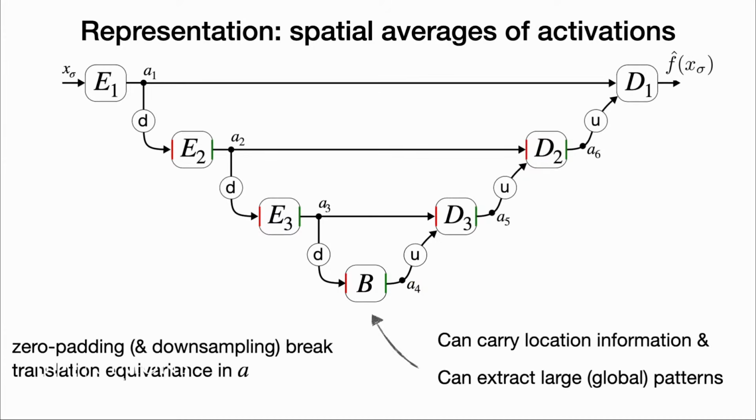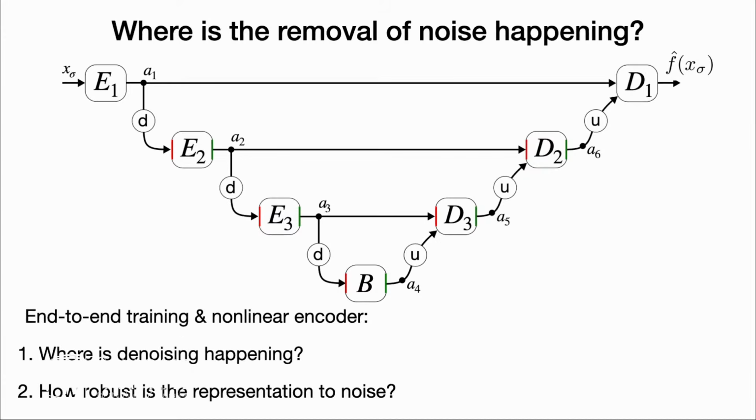Of course, because we have convolution, we should have translation invariance or equivariance, and the spatial averaging at the end makes it translation invariant. But we also have 0 padding and downsampling that breaks the translation invariance. So at the end, each one of these features can carry location information, right?